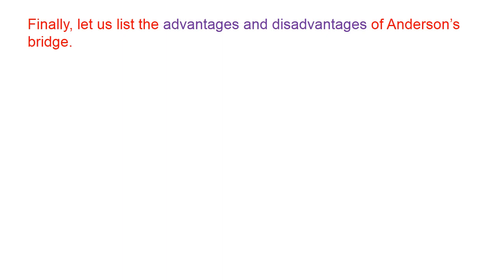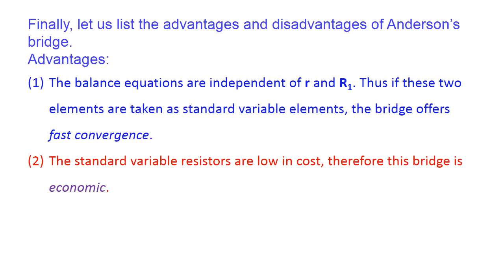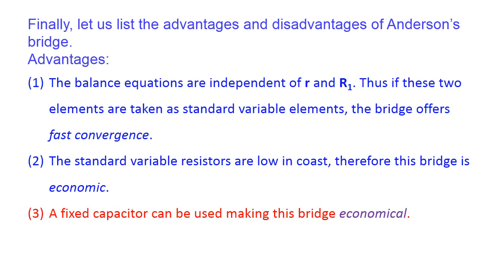Finally, let us list the advantages and disadvantages of Anderson's bridge. Let's begin with advantages. The first advantage of Anderson's bridge is that the balance equations are independent of lowercase r and uppercase R1. Thus, if these two elements are taken as standard variable elements, the bridge offers fast convergence. The second advantage is that standard variable resistors are low in cost, therefore this bridge is economic. A fixed capacitor can be used, making this bridge further economical.